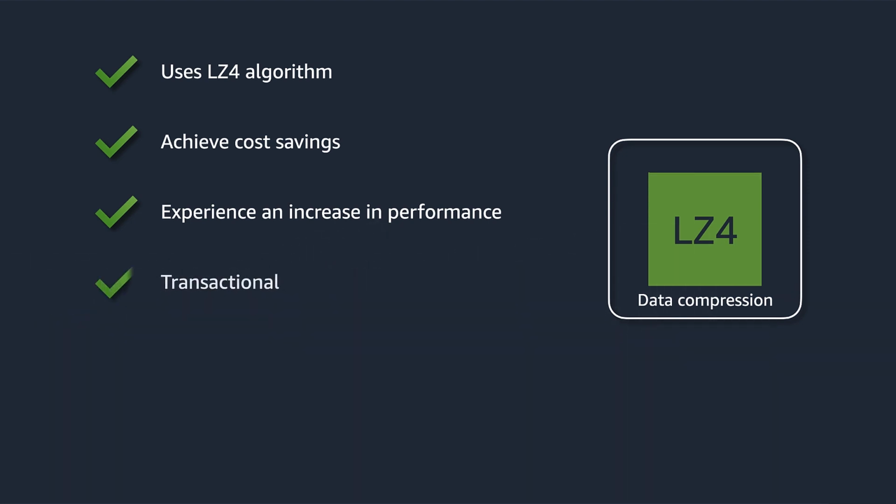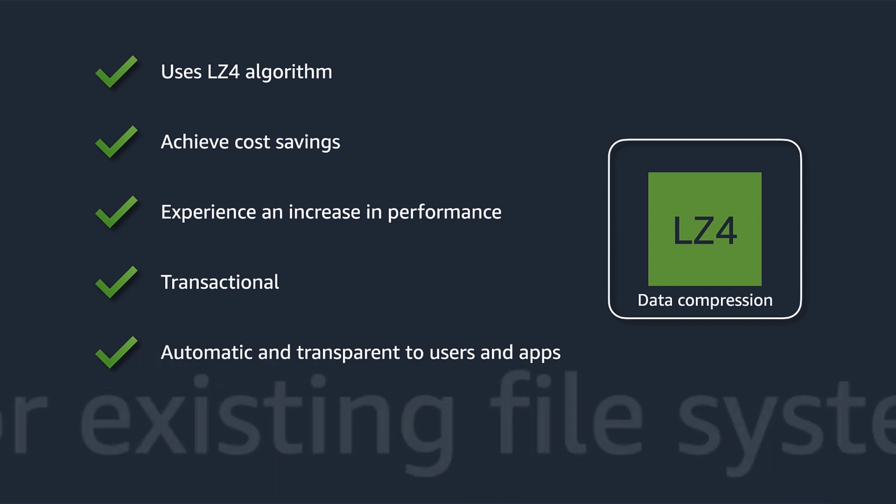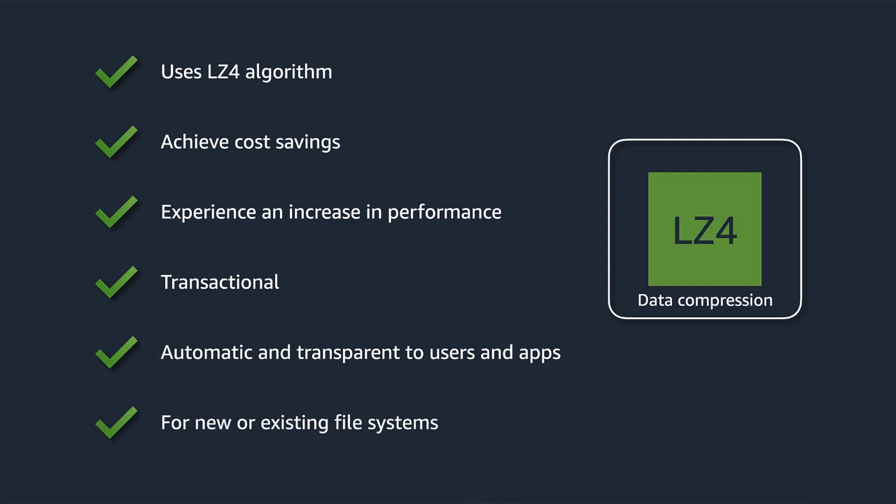That means it's transactional, again compressing data as it writes to disk and uncompressing data as it reads from disk. There is no need to change user behavior or applications because data compression is automatic and transparent. Data compression can be enabled for new or existing file systems, but remember, it's also transactional, so existing data will not be automatically compressed when you enable data compression. Our user guide has some easy steps you can follow to compress data of existing file systems.